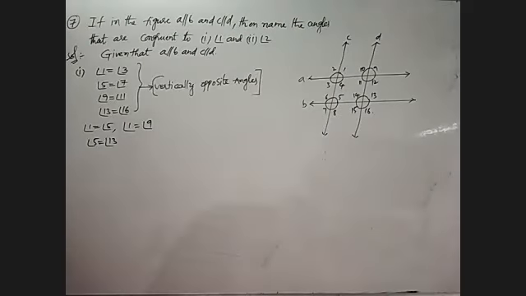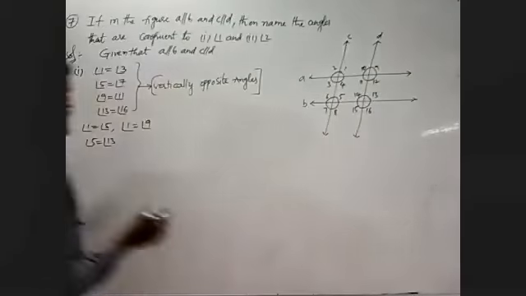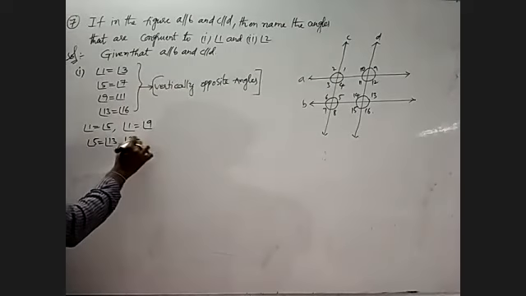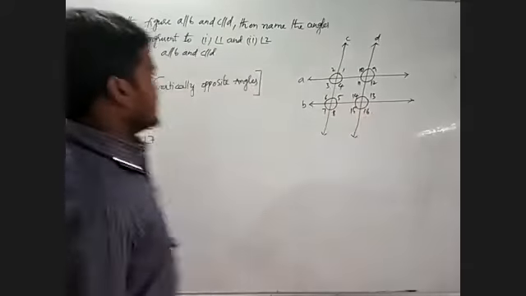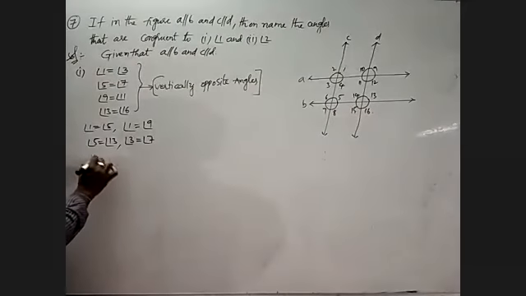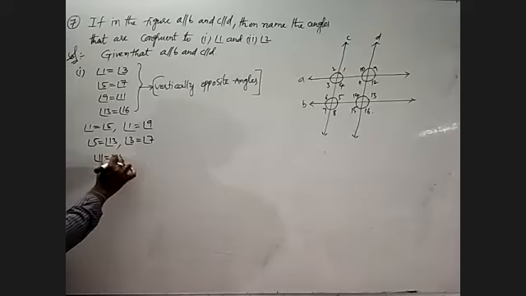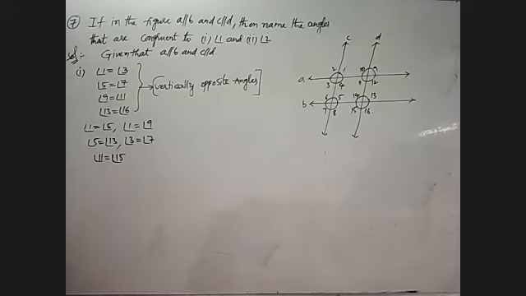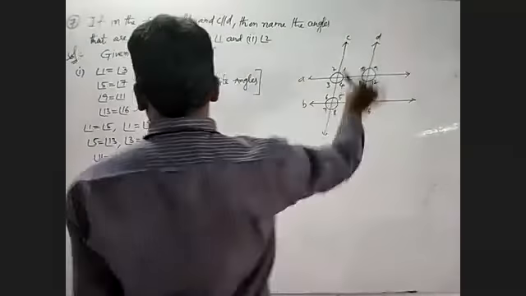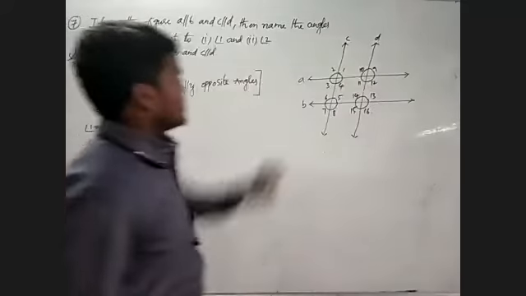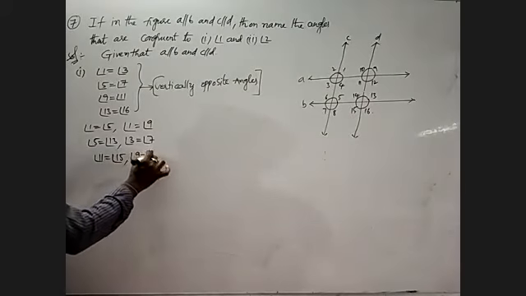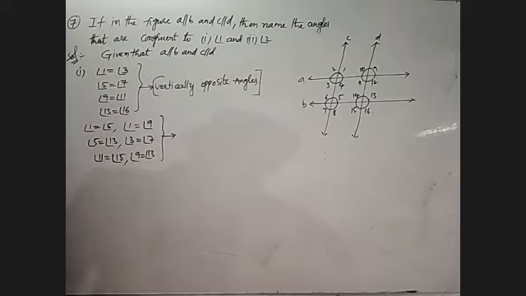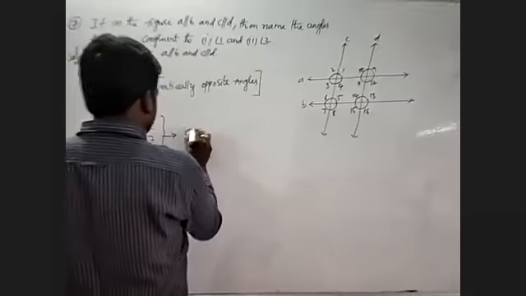And also, angle 3 is equal to angle 7. Again we'll take angle 11 is equal to angle 15. Okay, again we'll take angle 9 is equal to angle 13. These all are corresponding angles, we will write.